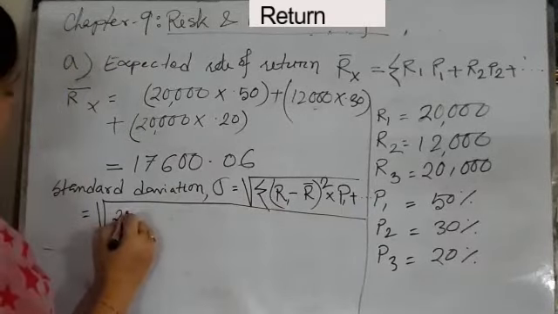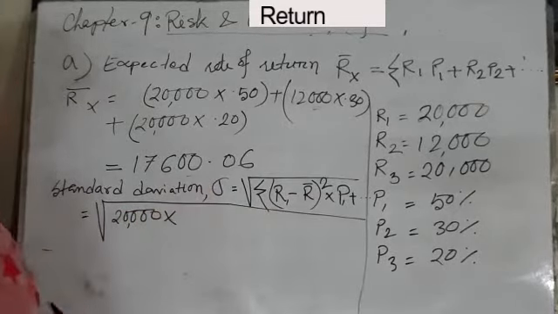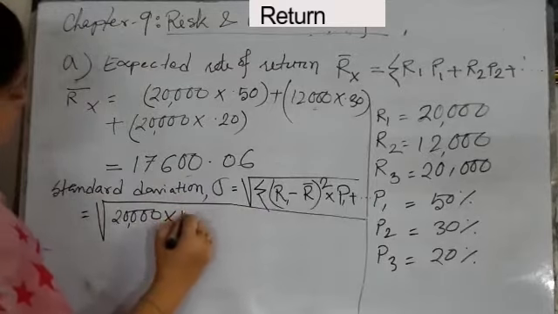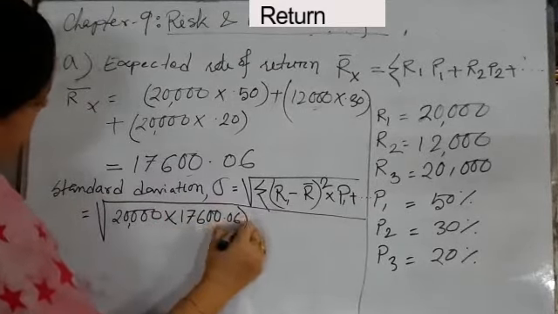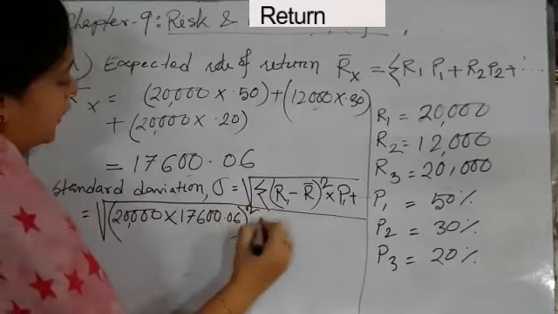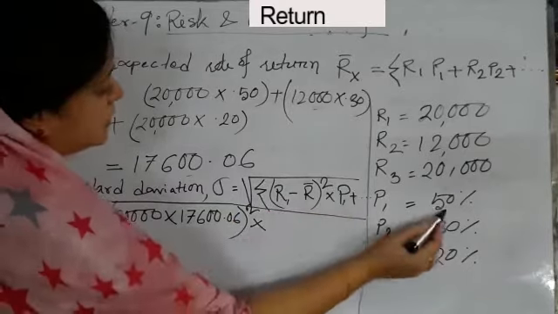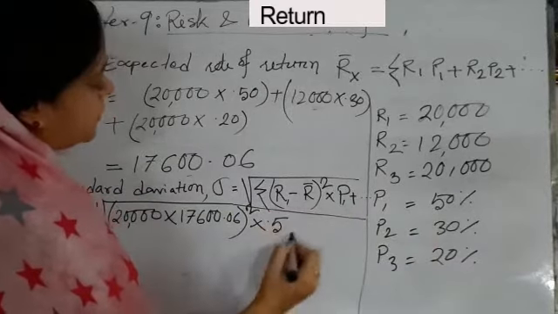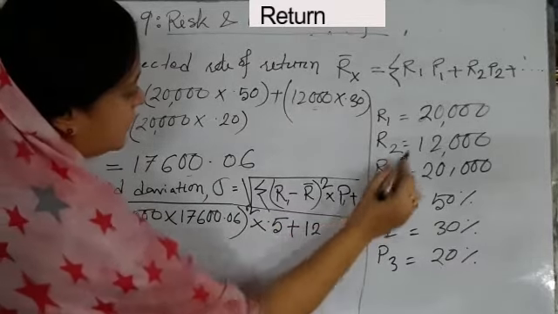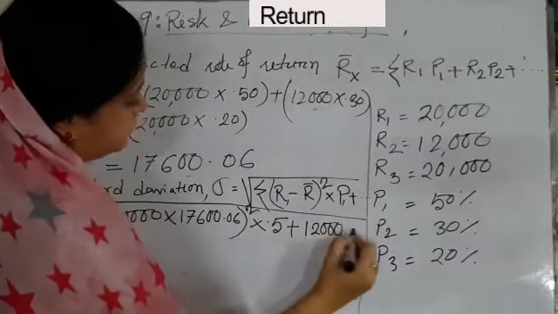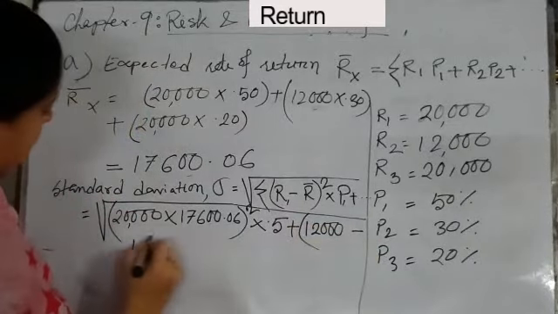R1 means 20,000 multiply R bar, here the R bar is 0.06, okay, square, multiply P1 means 0.5, plus 12,000 here, minus same amount.